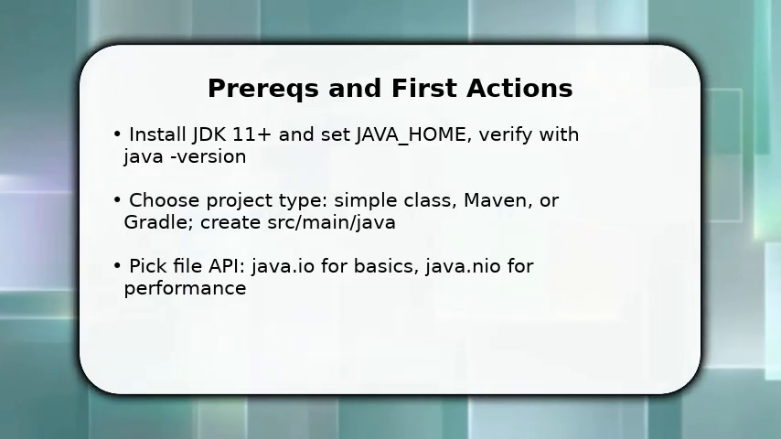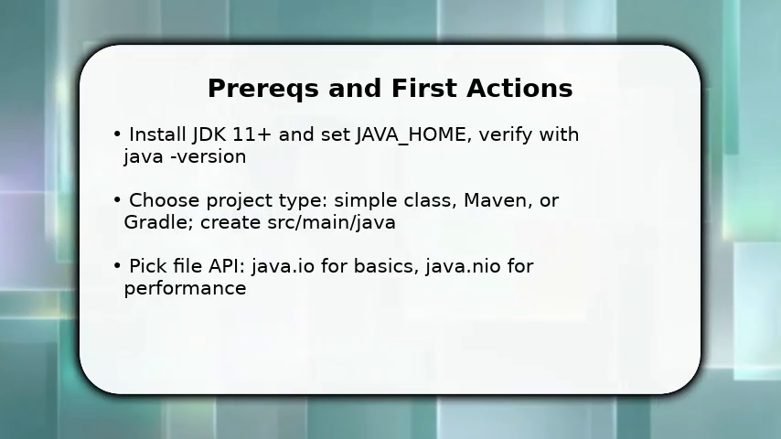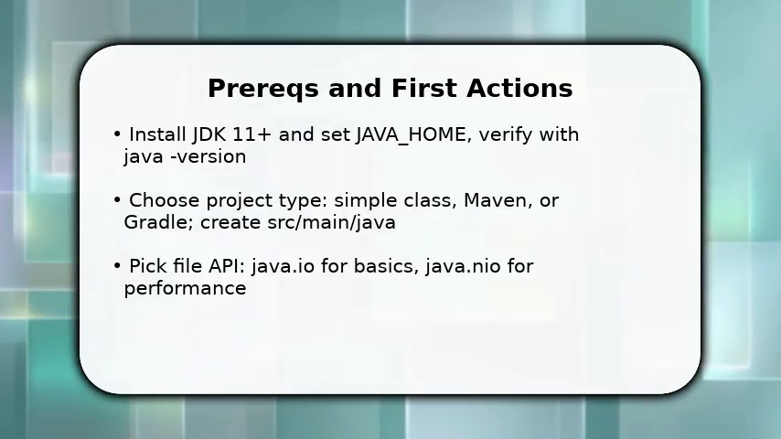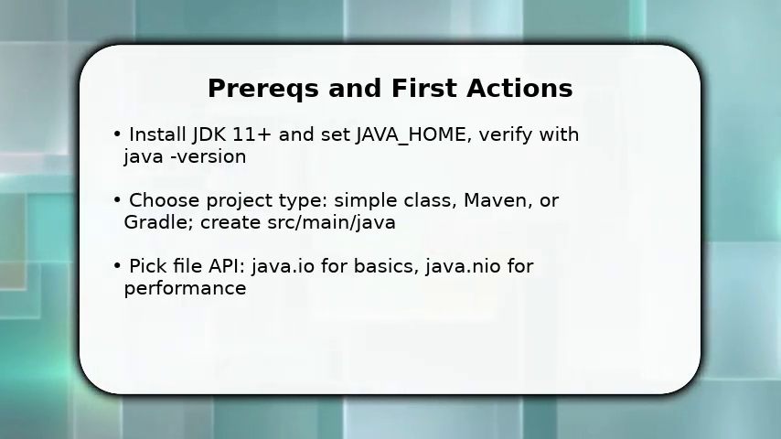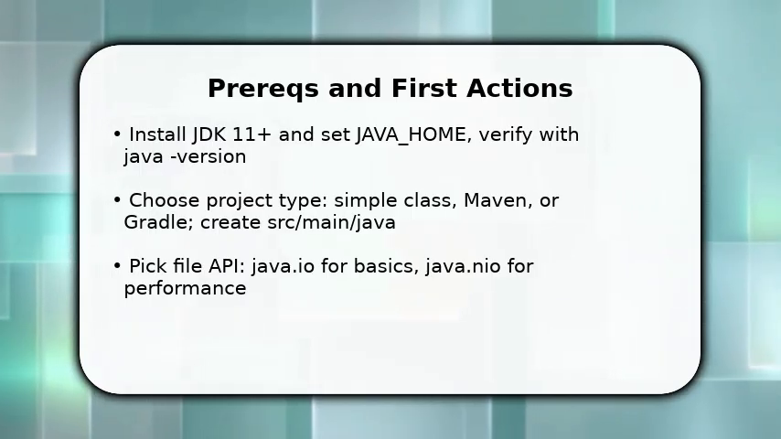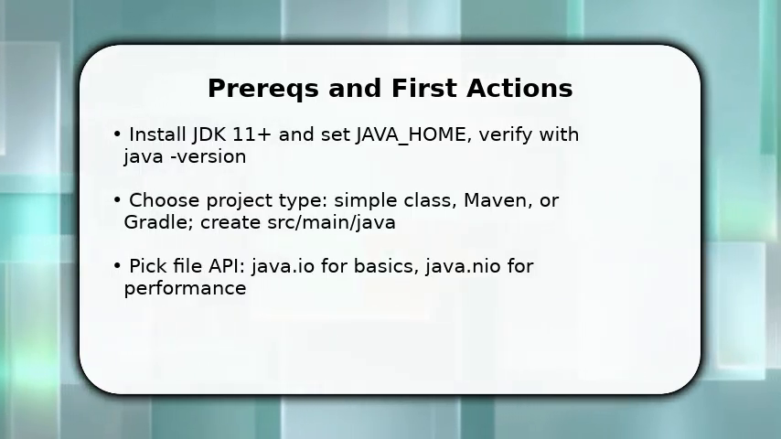You begin by confirming the JDK and project layout so file work behaves predictably. First, create a small class in src/main/java and import java.nio.file.*. This gives you Path and Files immediately.